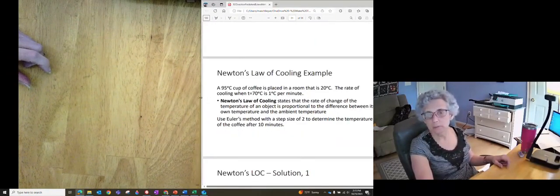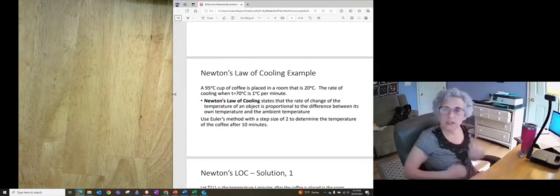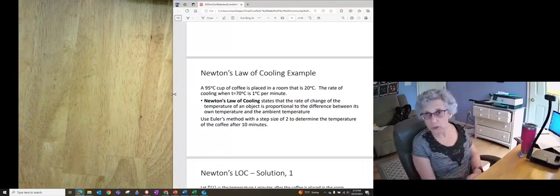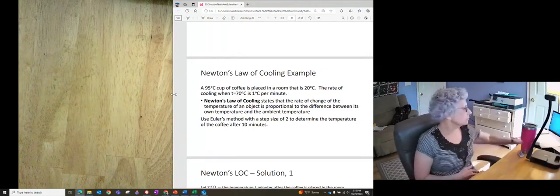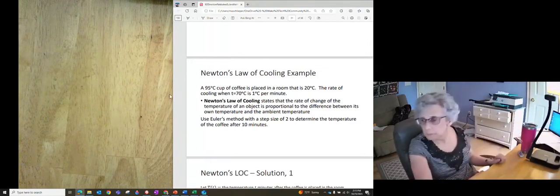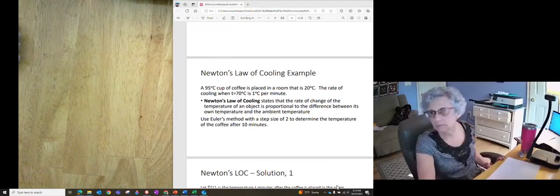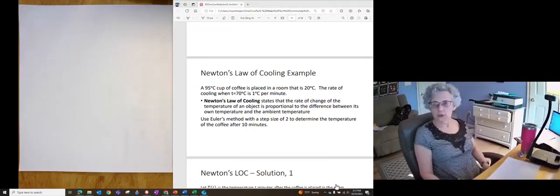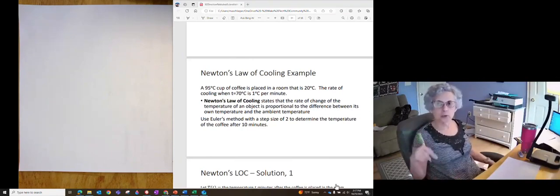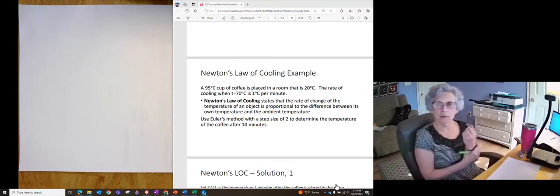Let's do another example. This is Newton's law of cooling, which you've probably seen before. Get a sheet of paper. Okay, Newton's law of cooling tells us that the rate of change of the temperature of an object is proportional to the difference between its own temperature and the ambient temperature. So let's look at what we have there in the problem.